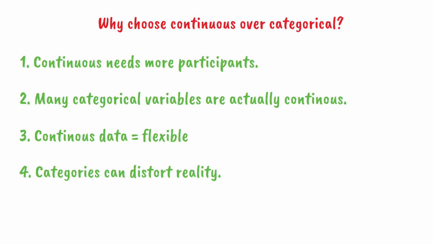So, the takeaway? Whenever possible, measuring variables continuously is more powerful, more flexible, and often more accurate. Categories can be useful, but they come with trade-offs.